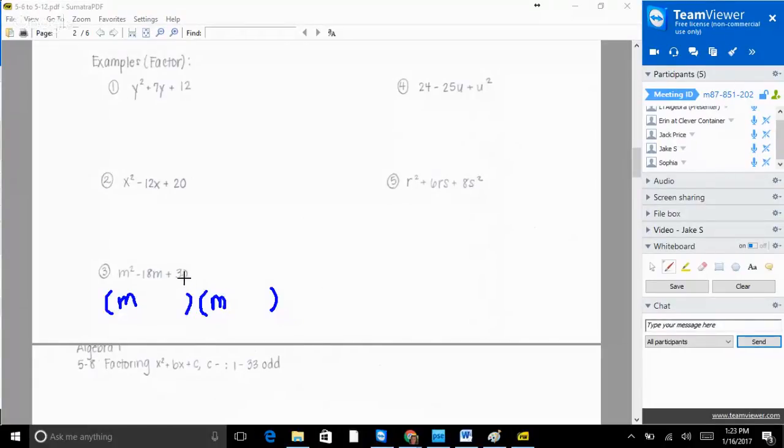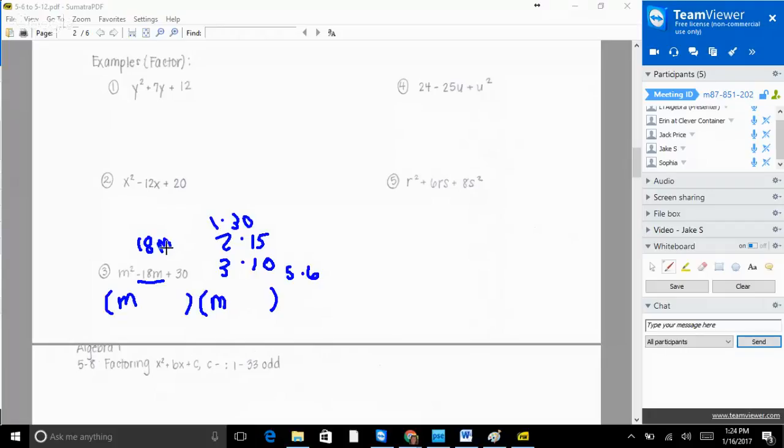30. There's a lot of ways to make 30, right? 1 and 30. 2 and 15. 3 and 10. I don't think 4. 5 and 6. Right? All of those are sloppy ways to make 30 because I'm writing crazy. All right, so now I need to go and figure out what combinations of these is going to give me 18m.